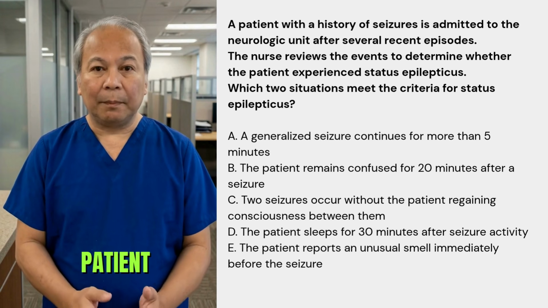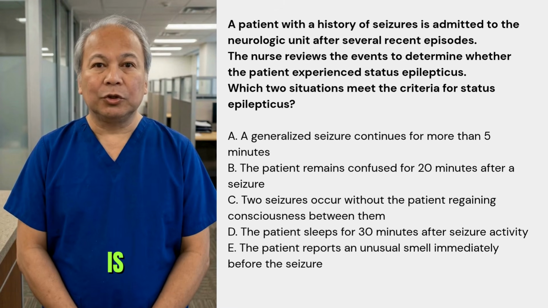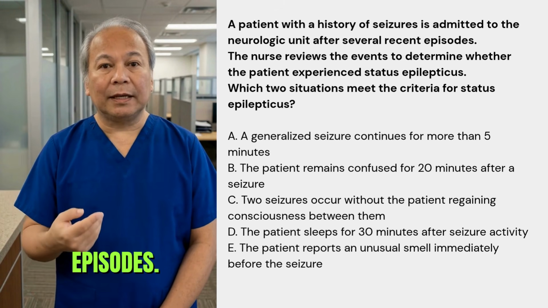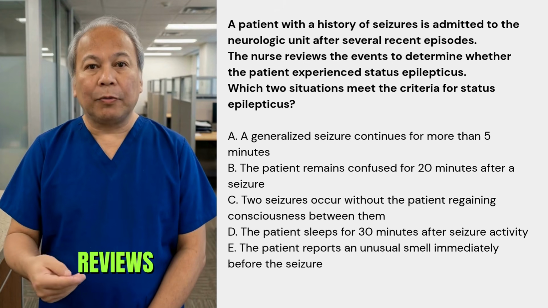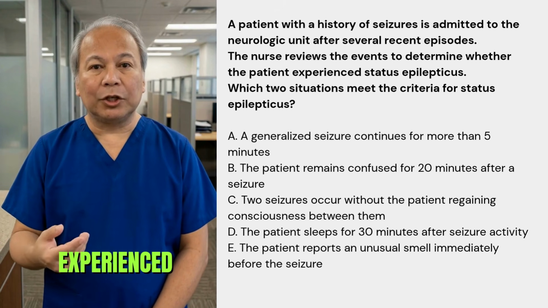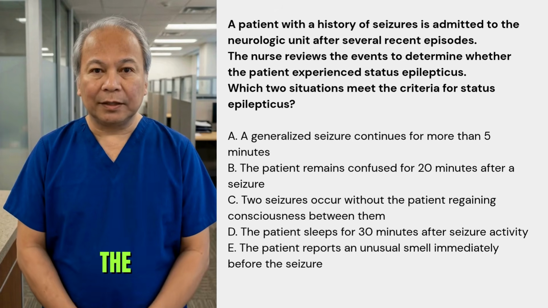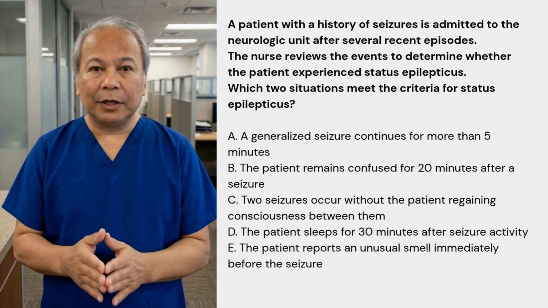Last question. A patient with a history of seizures is admitted to the neurologic unit after several recent episodes. The nurse reviews the events to determine whether the patient experienced status epilepticus. Which two situations meet the criteria for status epilepticus?